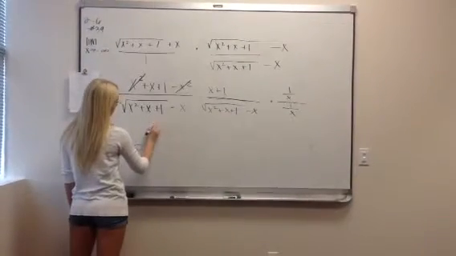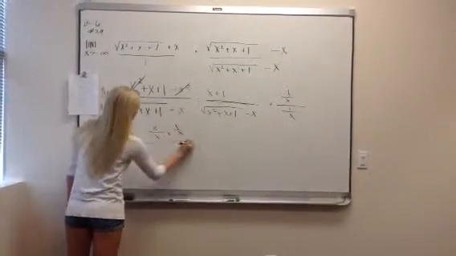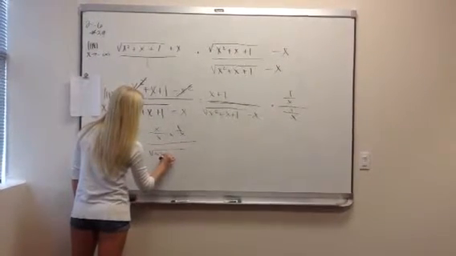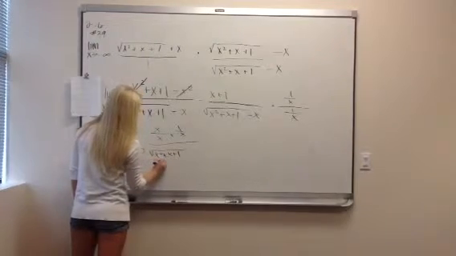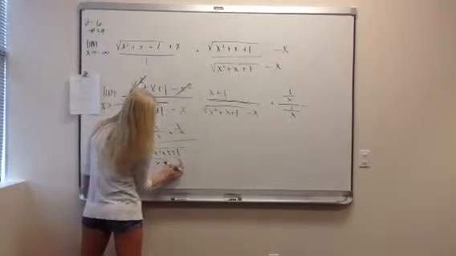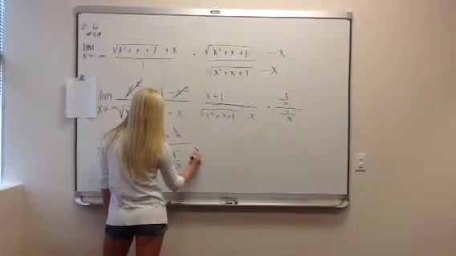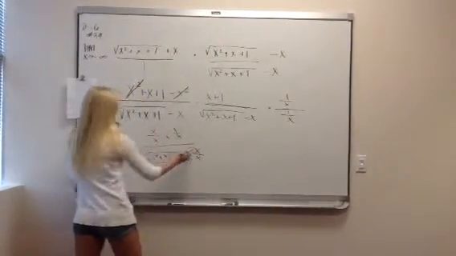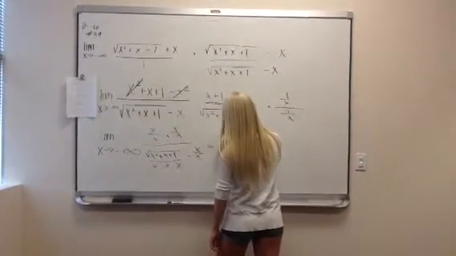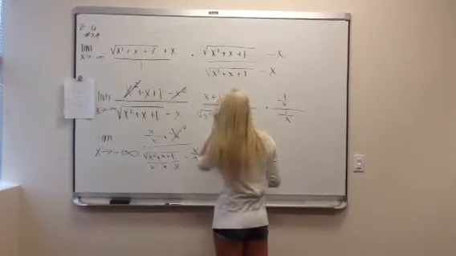So you have x over x plus 1 over x on the top, and the bottom is that radical, x squared plus x plus 1 over x over x over x, and then minus x over x. So x over x is going to be 1, and then this constant over x is going to eventually approach 0, so that cancels out.